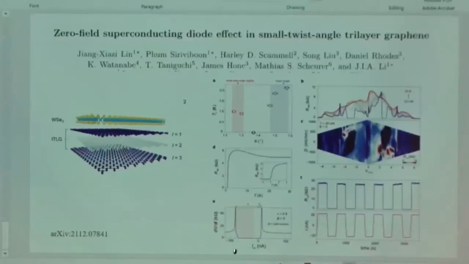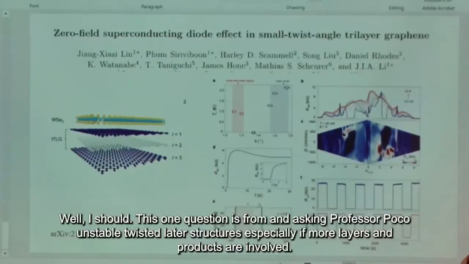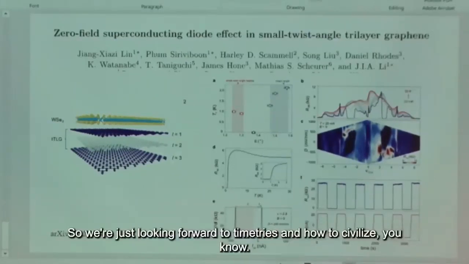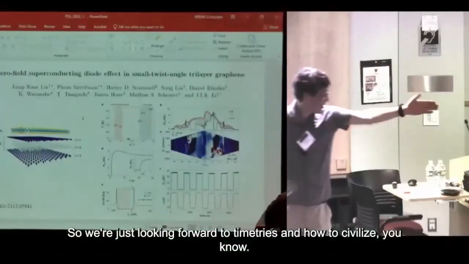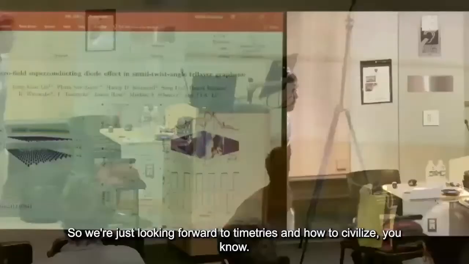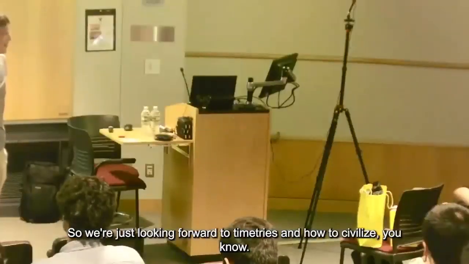Maybe we will take one question. Yeah, this one question is from Princeton, asking: Professor, how can one stabilize these twisted layer structures, especially if more layers and colors are involved? Thank you. That's a practically difficult question. I think the world expert on that part is sitting there, so I will defer to him on how to stabilize without relaxation.